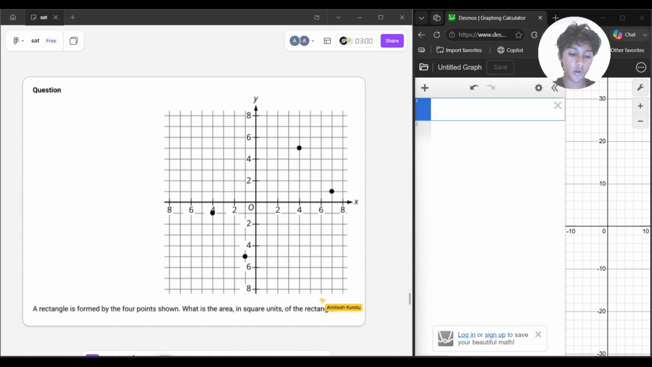Here we are on our first question, and this one looks very annoying because you'd either have to do the Pythagorean theorem or distance formula to solve this question, but thankfully, we're given these points, so all we have to do is just plug and chug into Desmos, alright? So let's go do that.